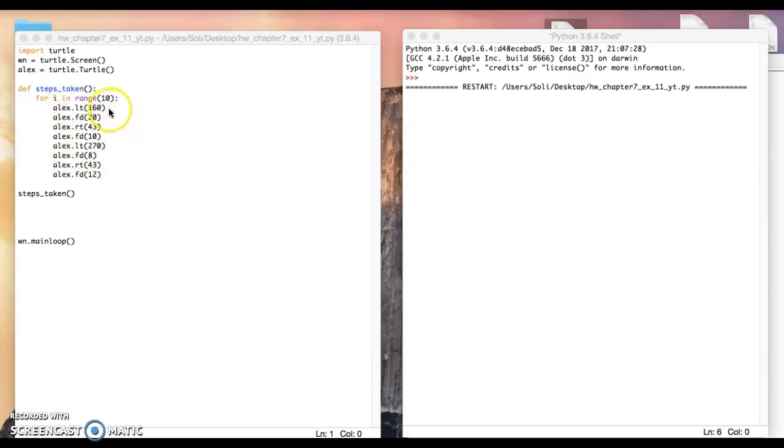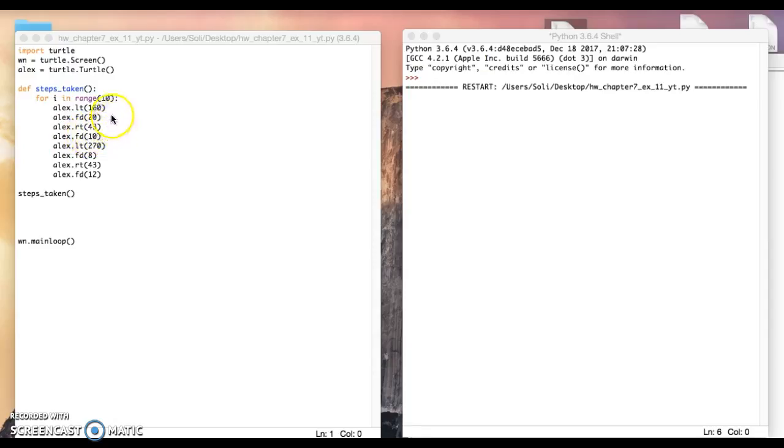So I took counterclockwise as positive, which is left. I took the positive as left and the negative as right. Then every time the drunk person turns into a positive direction, I tell Alex to move left, and every time the drunk person turns into a negative direction, then I told Alex to turn right.